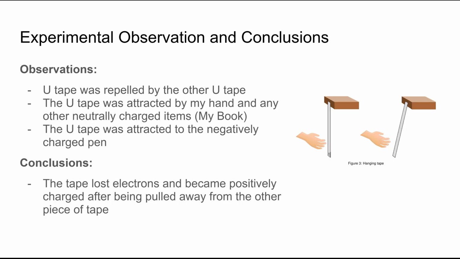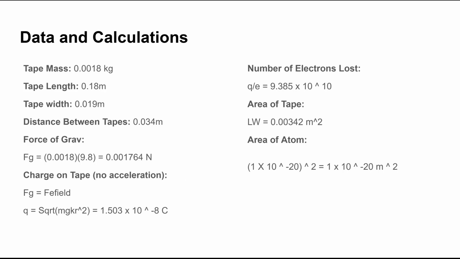Some observations we made throughout the lab are: the U-tape was repelled by the other U-tape, the U-tape was attracted by my hand and any other neutrally charged objects, for example my book, and the U-tape was attracted to the negatively charged pen. From this we can conclude that the tape lost electrons and became positively charged after being pulled away from the other piece of tape.